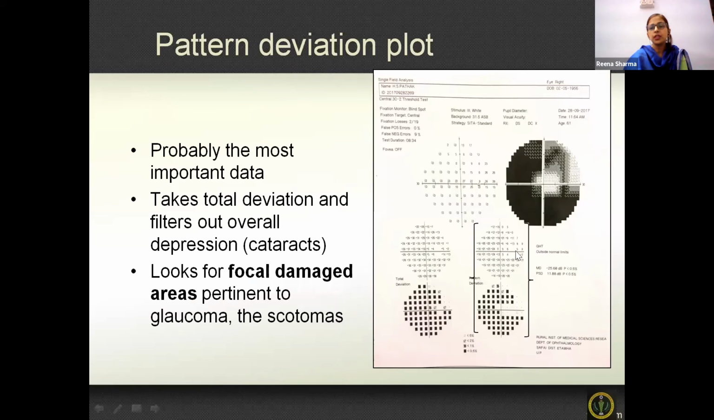Then the pattern deviation plot and its probability map. This basically is considered the most important data, especially if we consider a glaucoma patient. What the machine does is filter out the overall depression that is there on the total deviation plot and gives us the values here. So this plot is able to show us the focally damaged areas, which is important in patients of glaucoma, what we term as scotomas.